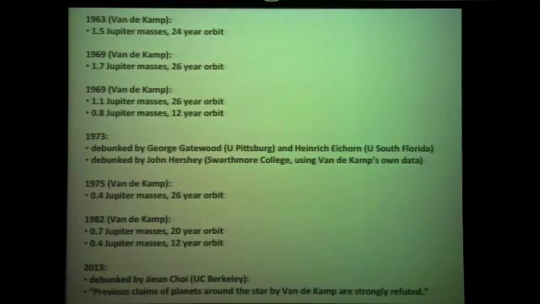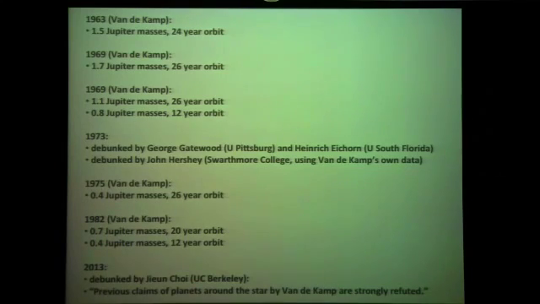So here's what we know about that planet. In 1963, that planet had 1.5 times the mass of Jupiter, and it was in a 24-year orbit, according to Van de Kamp. In 1969, with 6 more years of data, he had revised his calculation, and he claimed it was a 1.7 Jupiter mass planet in a 26-year orbit. Now, that's okay. You get better data. You revise it a little bit.